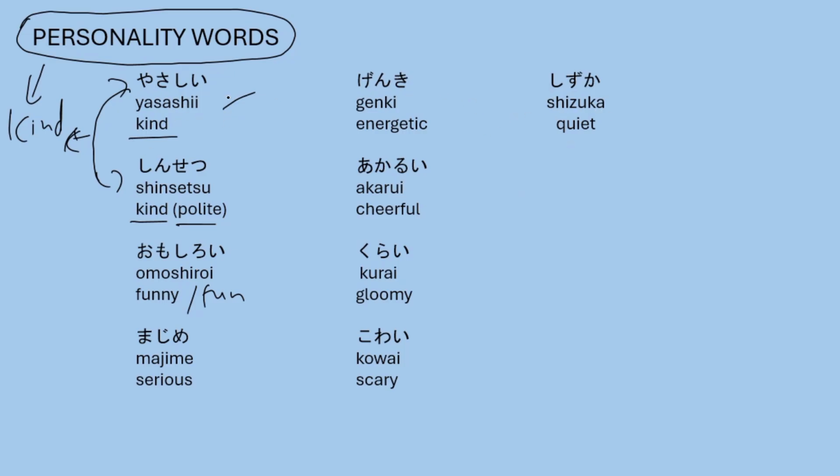The first is kind, yasashii and shinsetsu. Second is funny, omoshiroi. Third is serious, majime. And after that is energetic, genki, cheerful, akarui, gloomy, kurai, scary, kowai, and quiet, shizuka.